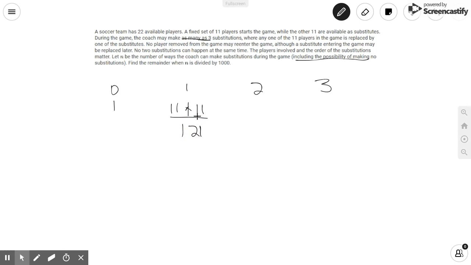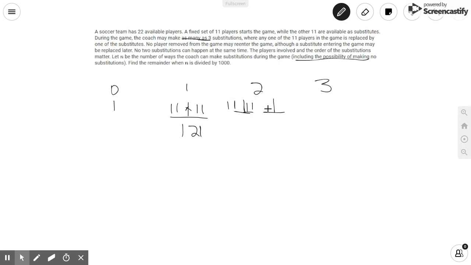Now, what if they make 2 substitutions? Well, we can essentially think of this as 2 spots. And each of these 2 spots can be subdivided like earlier into who gets picked to leave the game and who gets picked to enter the game. So obviously the first substitution can be made with 11 ways for the first person to be taken out and 11 ways for the second person to be put in.